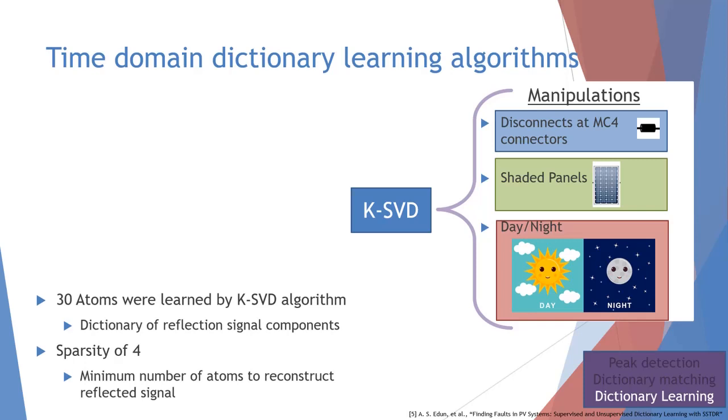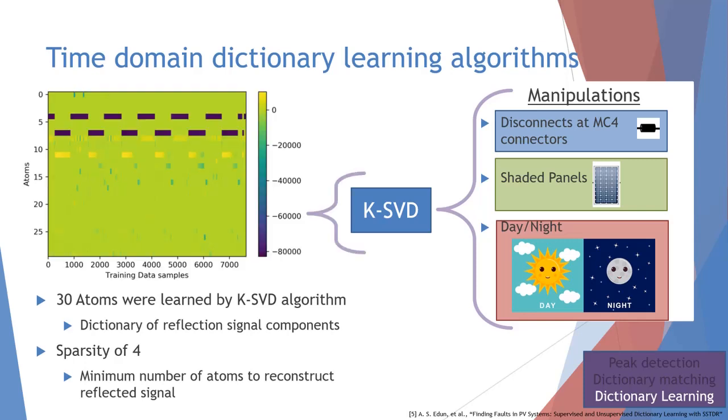Constraints were placed on the KSVD algorithm to produce only 30 atoms with a sparsity of 4. This means the KSVD algorithm decomposed the training data set into 30 linearly independent atoms to be stored as a dictionary, where a maximum of 4 atoms would be used to reconstruct the reflections in the training data set.